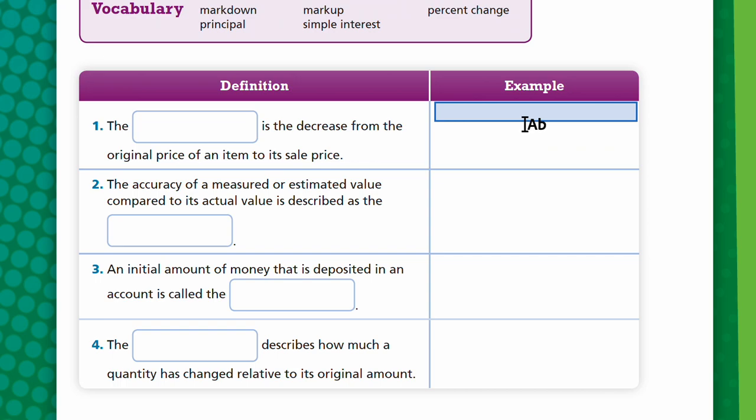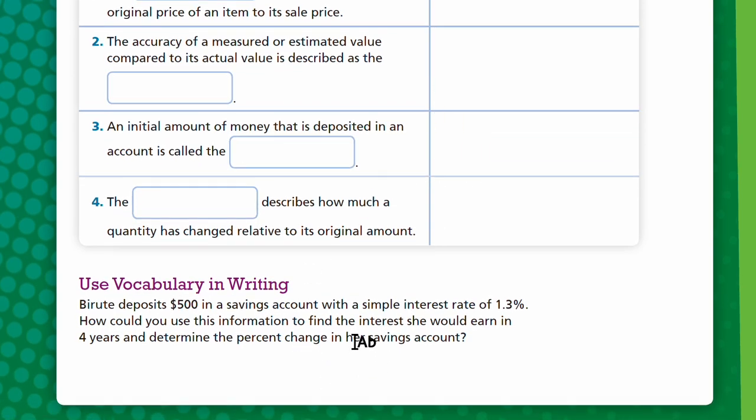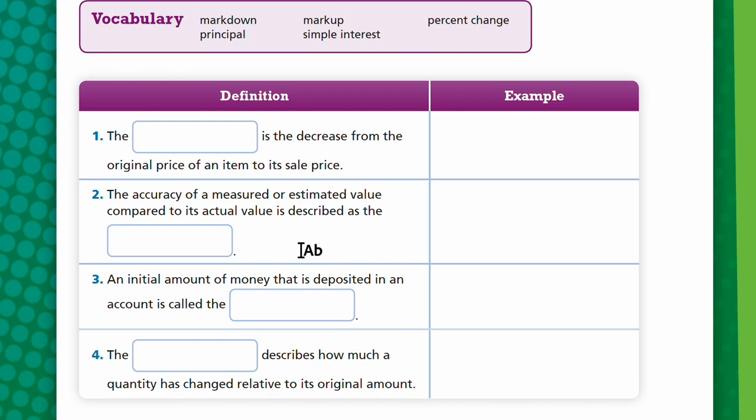We're going to write some examples looking at our vocabulary word, and then we'll look at a word problem as an example. So let's look at number 1. A blank is a decrease from the original price of an item to its sale price. So it's a decrease, it means it goes down. And it's not just any change, it's not interest, it's not the principal amount, it's a markdown, right? So yeah, the markdown is a decrease from the original price of an item to its sale price.